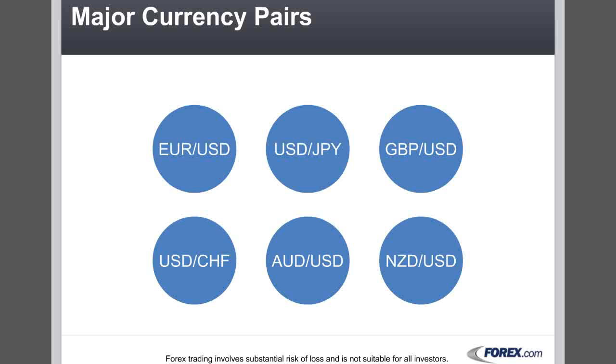I do want to draw your attention to 6 of those currency pairs, and these are what are referred to as the majors. As you're looking at these currency pairs, you're going to notice that they all involve one specific currency, and that is the US dollar. So here we're looking at euro dollar, dollar yen, the pound dollar, the dollar Swiss franc, the Australian dollar, and the New Zealand dollar. These 6 currency pairs alone make up 85% of all daily transactions.